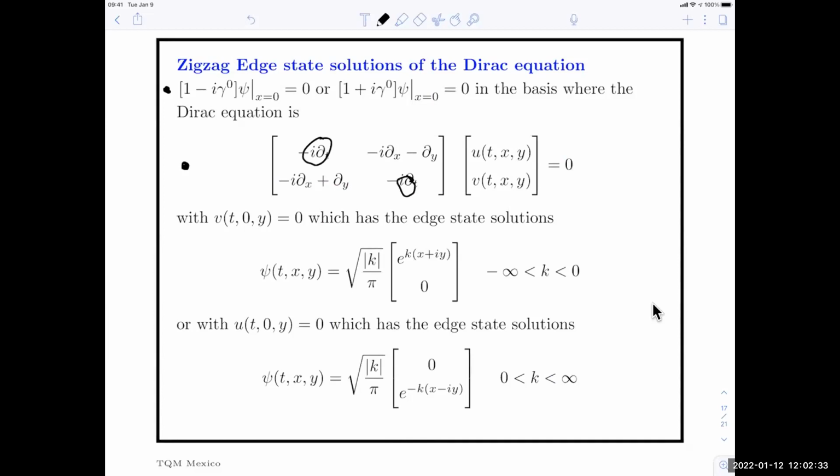And then in this notation where gamma 0 is diagonal, my boundary condition says either the upper component or the lower component of the spinor has to be 0 at the edge. So this is an easy one to impose. So let me say this boundary condition tells me the lower component of the spinor has to be 0. That means that there are my edge solutions. These are bound states at the edge.